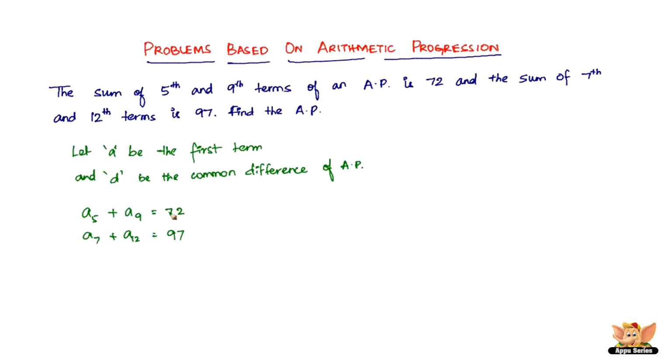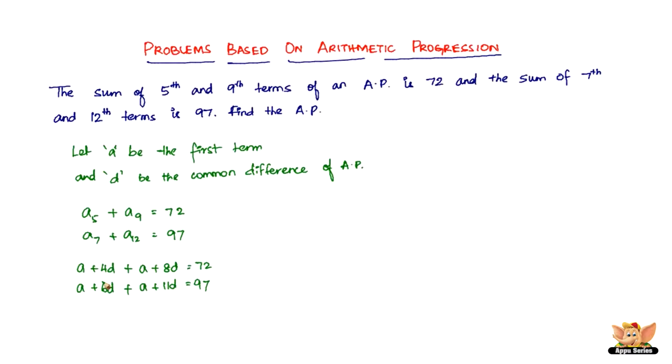So find the AP. So now A5 can be written as A plus 4D. And A9 can be written as A plus 8D. This is equal to 72. And then you can write A7 as A plus 6D plus A12 as A plus 11D. This is equal to 97, right?